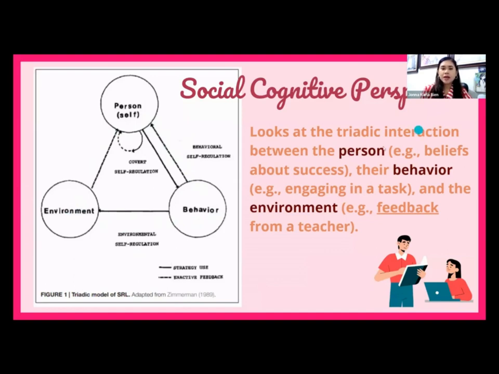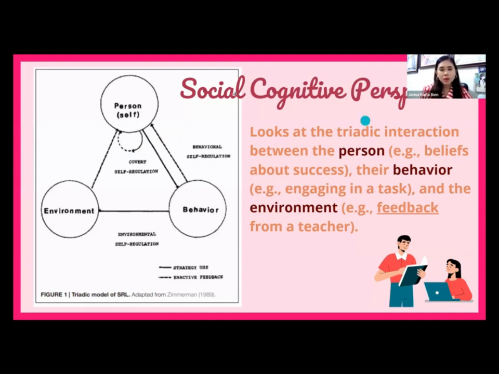As you could see, the social cognitive perspective of self-regulated learning looks at the triadic interaction between the person, as well as their behavior and the environment. For this, the person would include an individual's belief about success. That's why you could see here a covert self-regulation. This is coming from the inside, internally from the person. What's your belief? What's your perspective? How do you see things?